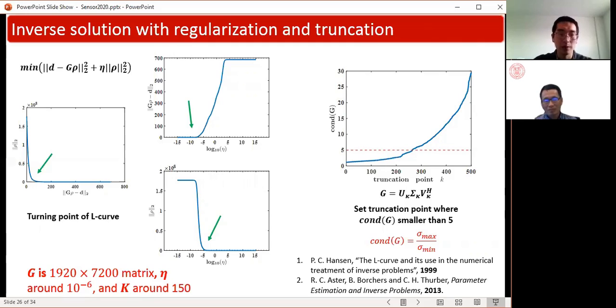As for the truncation parameter, we look at the condition number of matrix G and ensure that it is not too large, so that it is not sensitive to noise. We choose an empirical value of 5 to make sure that the solution is stable.